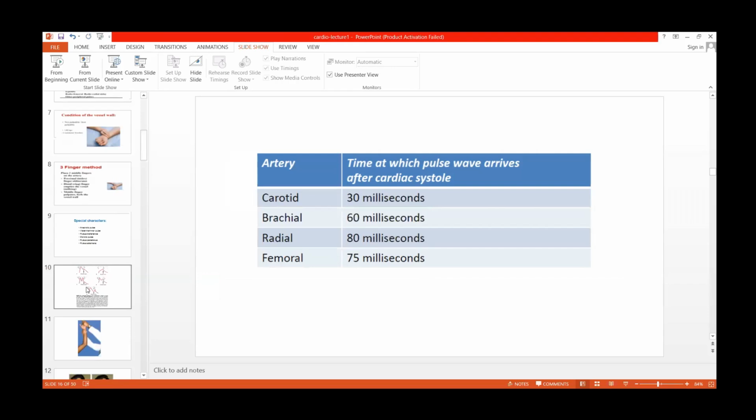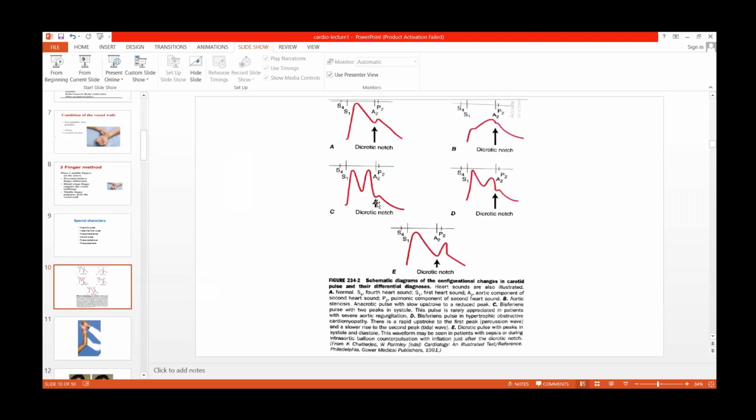So this is pulsus bisferiens in AS with AR. In AR, the basic pathology is that LV end diastolic volume is increased. How is LV end diastolic volume increased? It is due to the regurgitant fraction, because a portion of blood comes from the aorta back to the LV. So this will increase the LV EDV. When LV EDV increases, it will lead to increased force of contraction according to Starling's law. So it will cause increased ejection force of blood through the aorta. In AS with AR, pulsus bisferiens is produced.